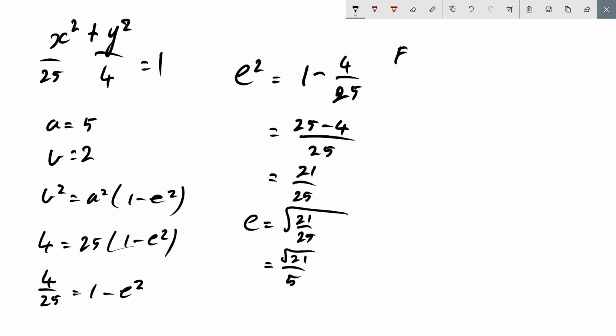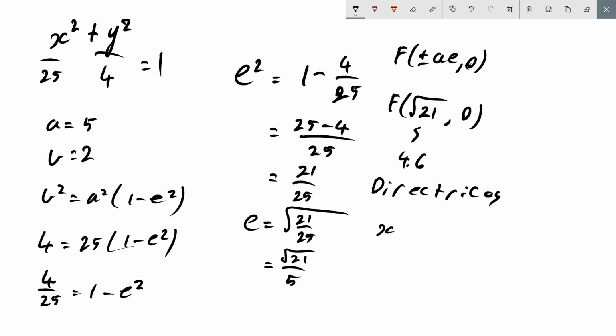Our focus is going to be plus minus ae, comma 0, a times e. So if e is root 21 over 5 and a is 5, we're going to be left with root 21, comma 0. And to help us graph it, we're going to put an approximate value, so you can just plug in root 21 and work out that it's around about 4.6.